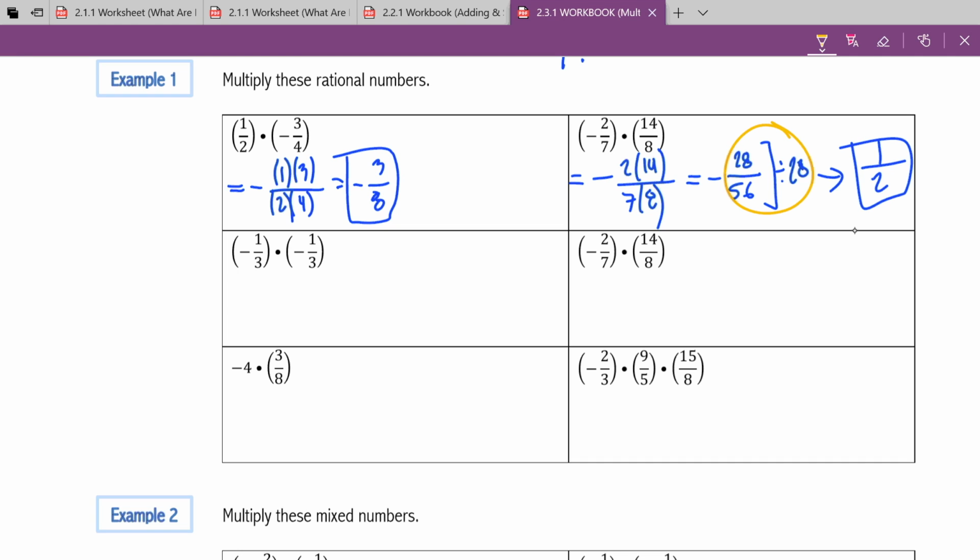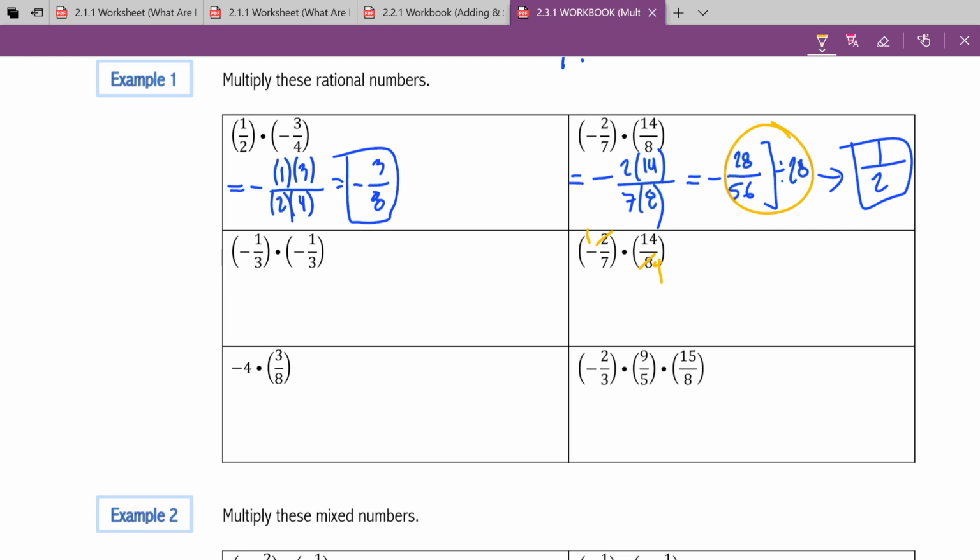And that is by looking for common factors across the product. So for example, if I have a 2 here and an 8 here, I know it's a very simple common factor of 2. So I can divide 2 by 2 to give me a 1, and I can divide 8 by 2 to give me a 4.